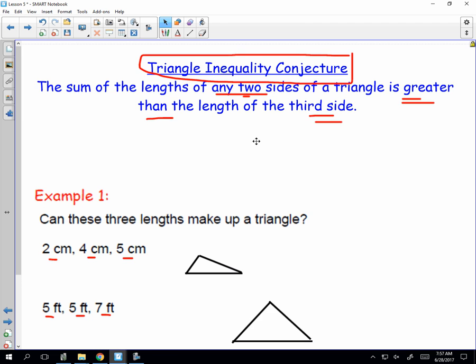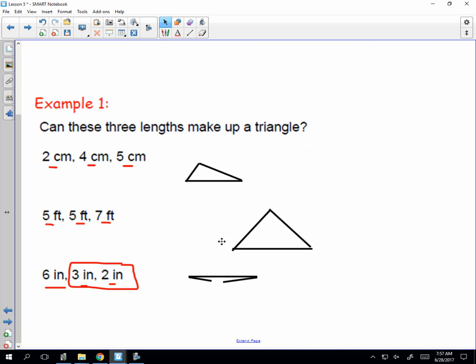That's why the triangle inequality conjecture works. It works based on whether you can make an angle bigger or smaller so that those two endpoints can connect.